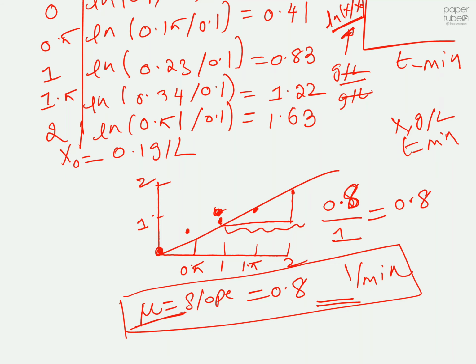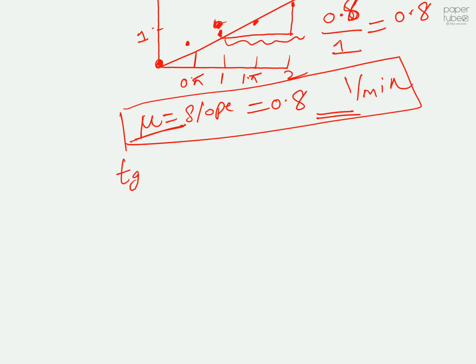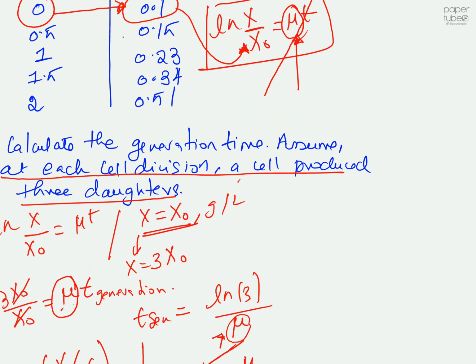So this is something you have to calculate. So we have your mu value. Now we can calculate the cell generation time for the condition that after each cell division a cell produces 3 daughters. For this condition we need to calculate the cell generation time. So which means T generation will be equal to this expression. Just follow the pen.